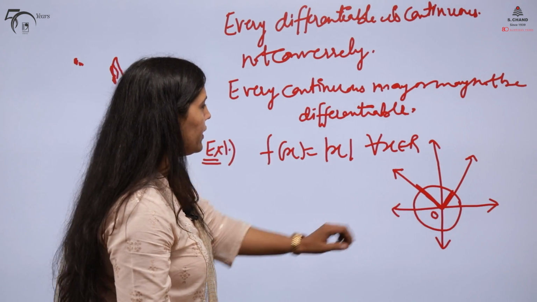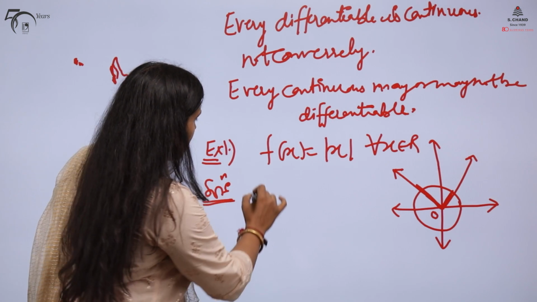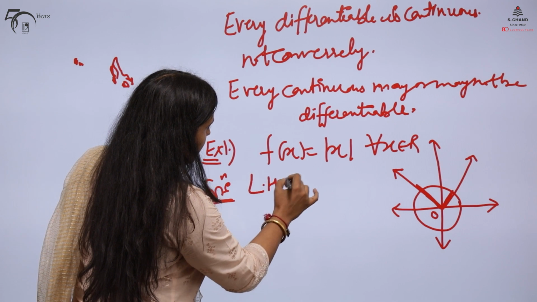But how will you see it theoretically? So let's start. What to do to check? I will be considering the left hand derivative first.